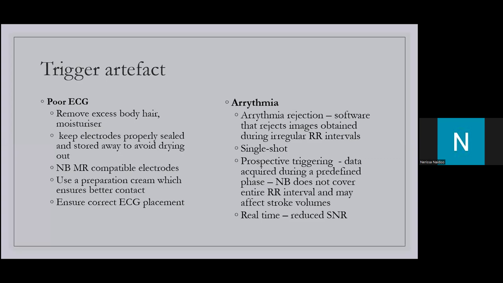You can use single shot imaging, or you could also go on to prospective triggering, where data is acquired during a predefined phase. The only shortfall here is that it does not cover the entire RR interval, and that again may affect your stroke volumes when it comes to your post-processing and analysis. Again, real-time imaging can be used, but we always bear in mind that this shows a reduction in your SNR.